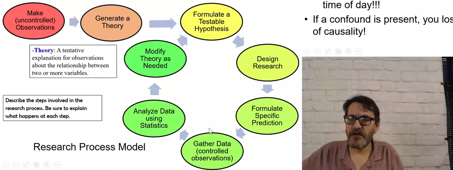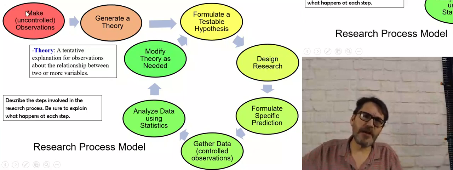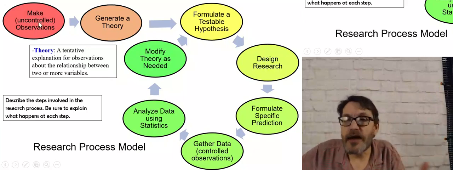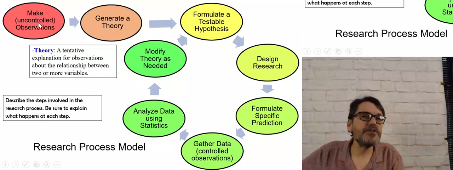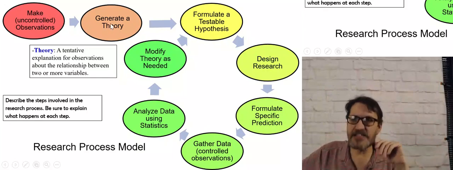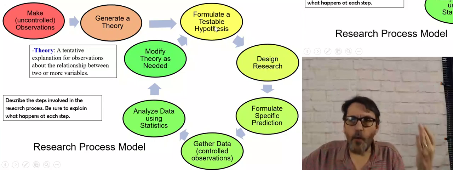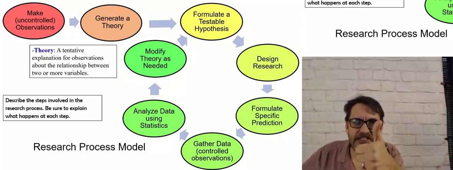So here's the basic process of an experimental research design. We make uncontrolled observations, sometimes, like we said previously, descriptive research for example, to create the observations that are necessary to feed the system in the first place to generate a theory. Once we have a theory, we formulate a testable hypothesis, an if-then statement. If this happens, then this outcome will occur.